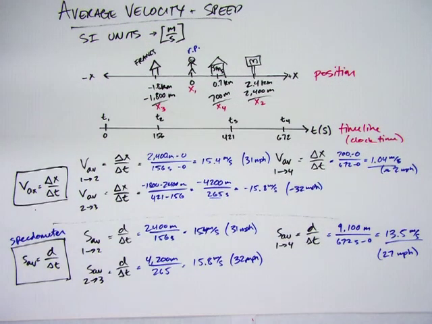Okay? So remember, for average velocity, you're only interested in the 2 different positions, where you started and where you finished. For average speed, you're interested in the total distance traveled.